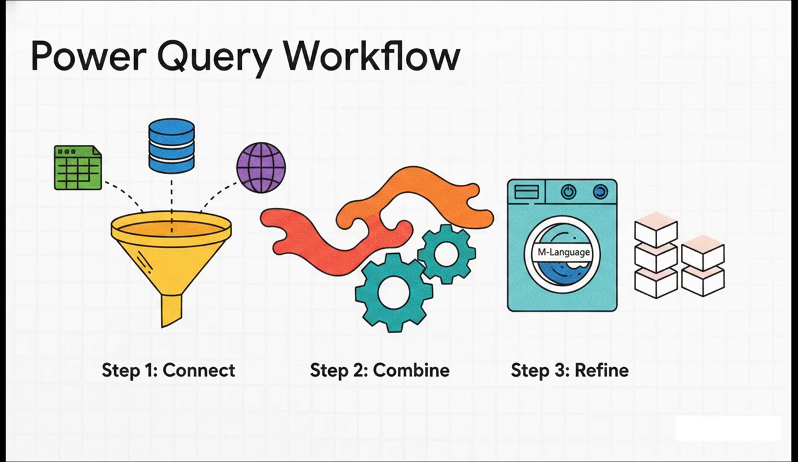First, you connect to diverse data sources. We're talking anything from a flat Excel file to SQL servers, SharePoint, or even web APIs. Second, you combine that data by merging or appending different sources together. And finally, you refine it. Using a really powerful language called M-language, you clean out errors, change data types, and filter rows way before that data ever hits your actual model.